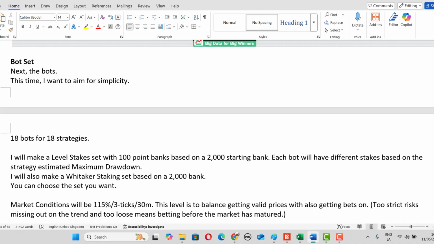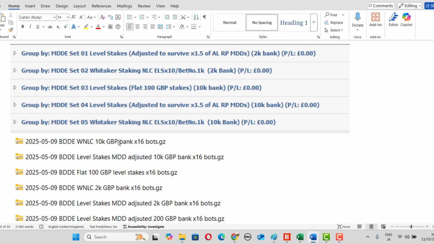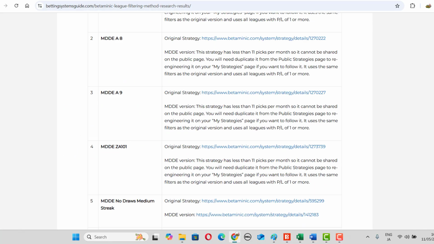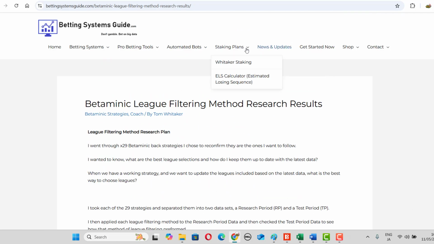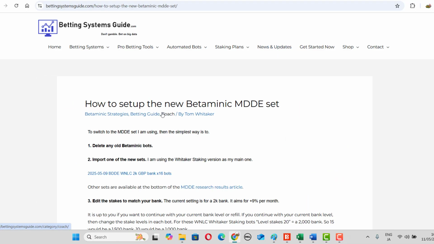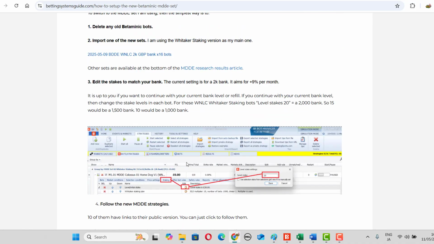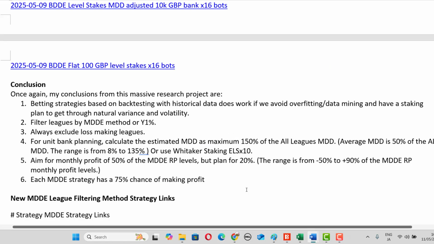Then I've made a bot set for this. I've made various bot sets with different banks, again on my website. At the bottom of the article, you can choose which one you want to download and edit. And if you want the bot set, in the news and updates section, I've got how to set up the new bots, how to set up the new set, how to edit the stakes, how to create the strategies. So I hope this research was useful for you.